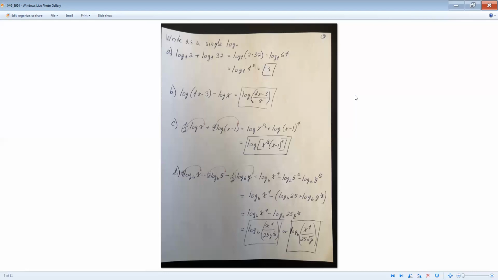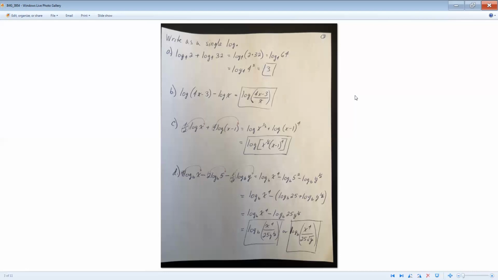All right, next one, 4 log base b of x minus 2 log base b of 5 minus 1/2 log base b of y. Take all the numbers sitting in front of the log back to the powers. So that'll be log base b of x to the 4th minus log base b of 5 squared minus log base b of y to the 1/2. Remember, if there's a minus sign in front of your log, that means it should go in your denominator. So I will bring the negative out front. That's log base b of 5 squared, which is 25, plus log base b of y to the 1/2.